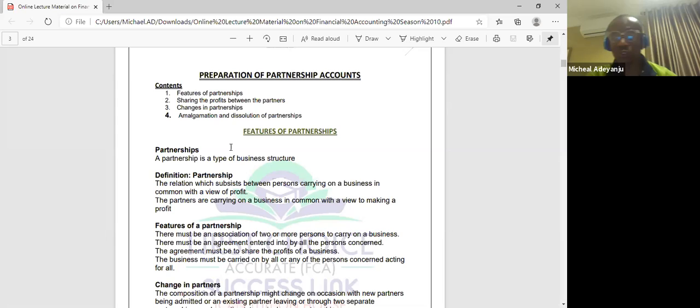There are several features of partnership. It must be an association of two or more persons coming together, and that is what differentiates it from a sole proprietorship. There also must be an agreement entered into by all persons concerned, and there must also be an agreement to share profits or loss of a business, and the business must be carried on by all or any person concerned acting for all.